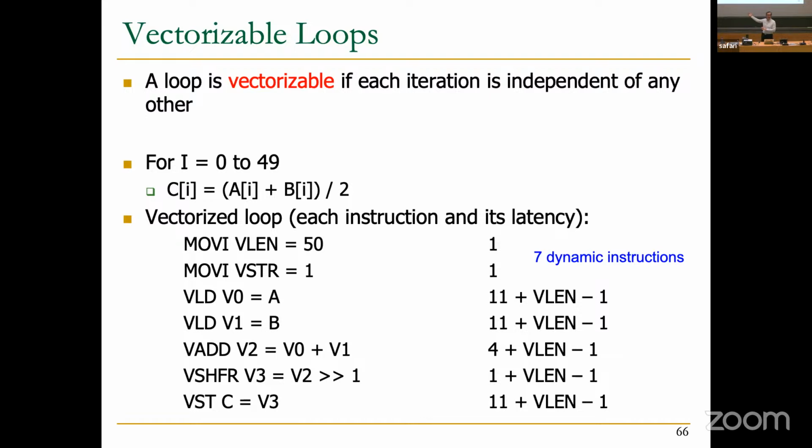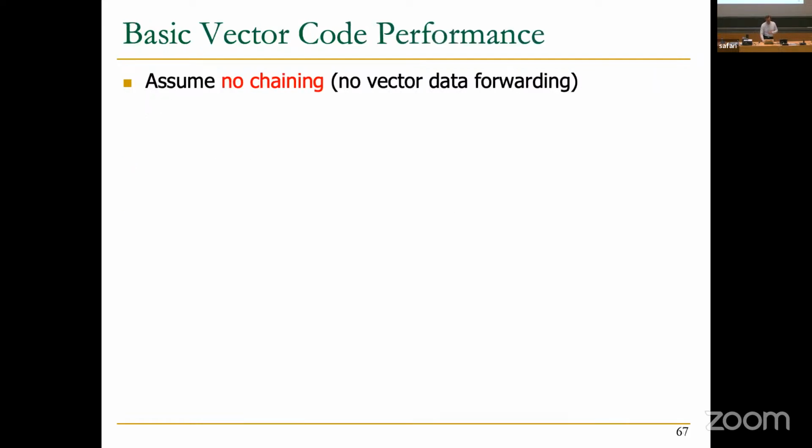And this is a very small vector, right? You're doing this only on 50 elements. Imagine you're doing this on much larger vectors. Okay, so now let's take a look at how long it takes to execute this code.